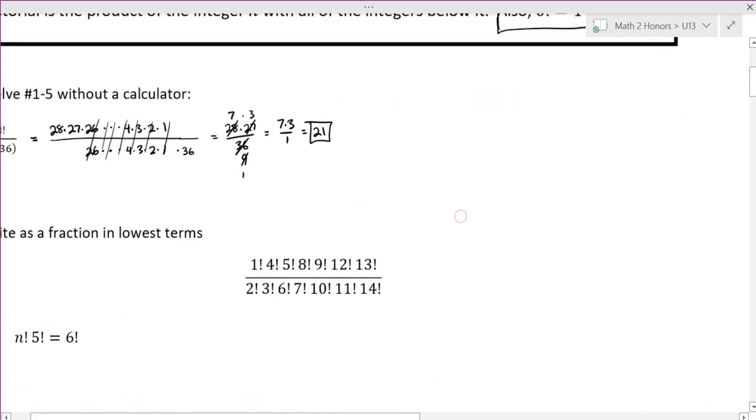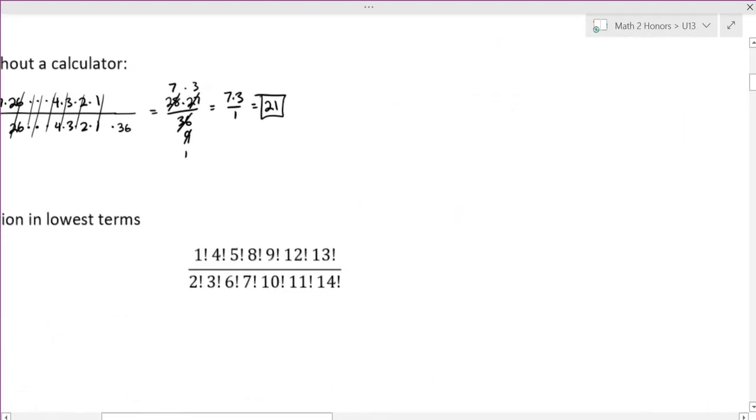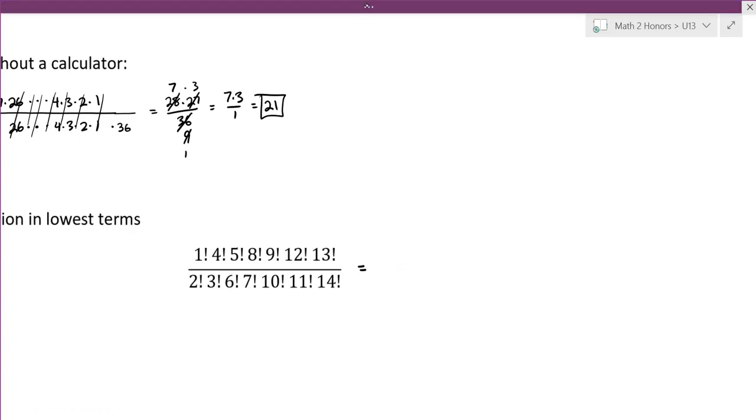And so it's a fraction. We want to reduce this fraction as much as possible. 1 factorial is just 1. I want to show you something over 2 factorial. Well, there's a pattern here. If we look at 1, I'm going to split this up.